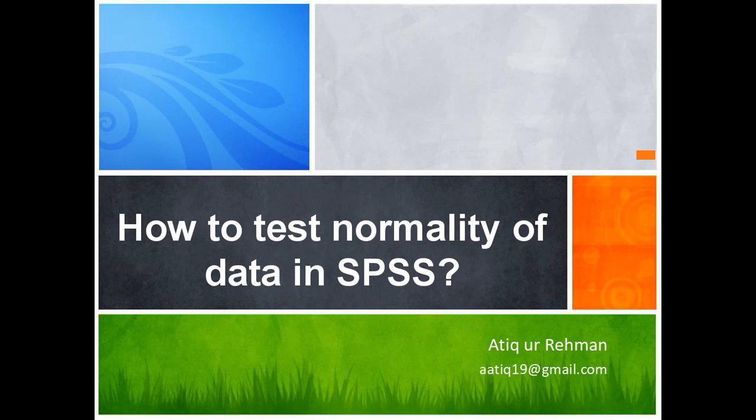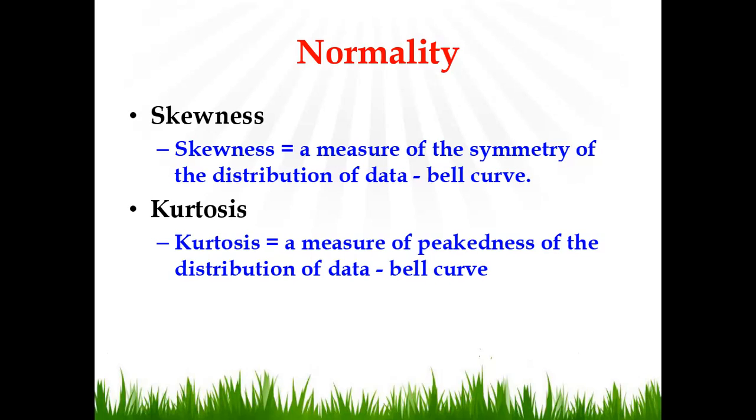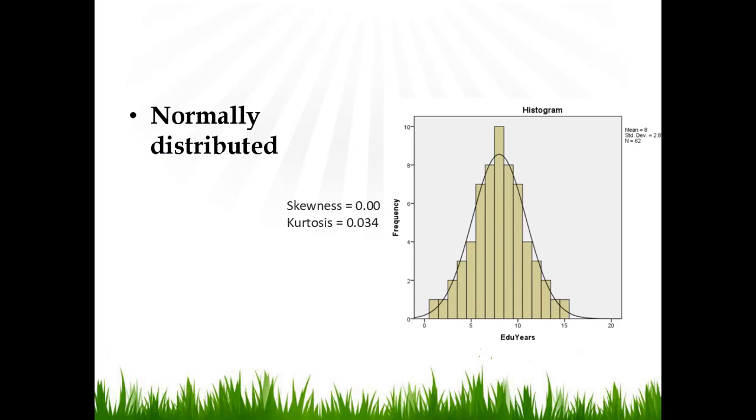Welcome to this session on how to test normality of data distribution in SPSS. As you know, skewness and kurtosis are the two basic measures of normality. Skewness measures the symmetry of data distribution, whereas kurtosis measures the peakedness or the flatness of the data distribution. So this is a situation when data is almost normally distributed.